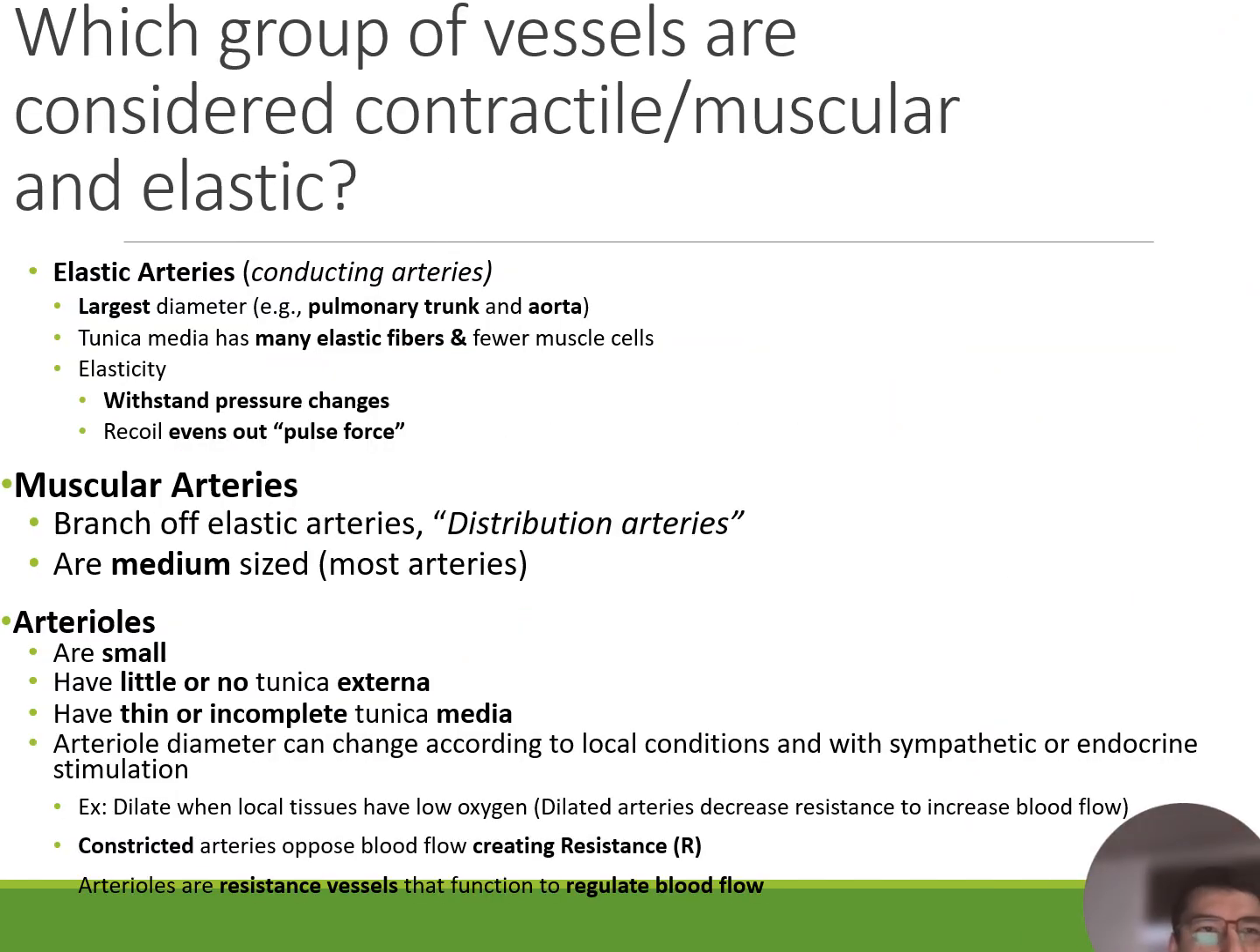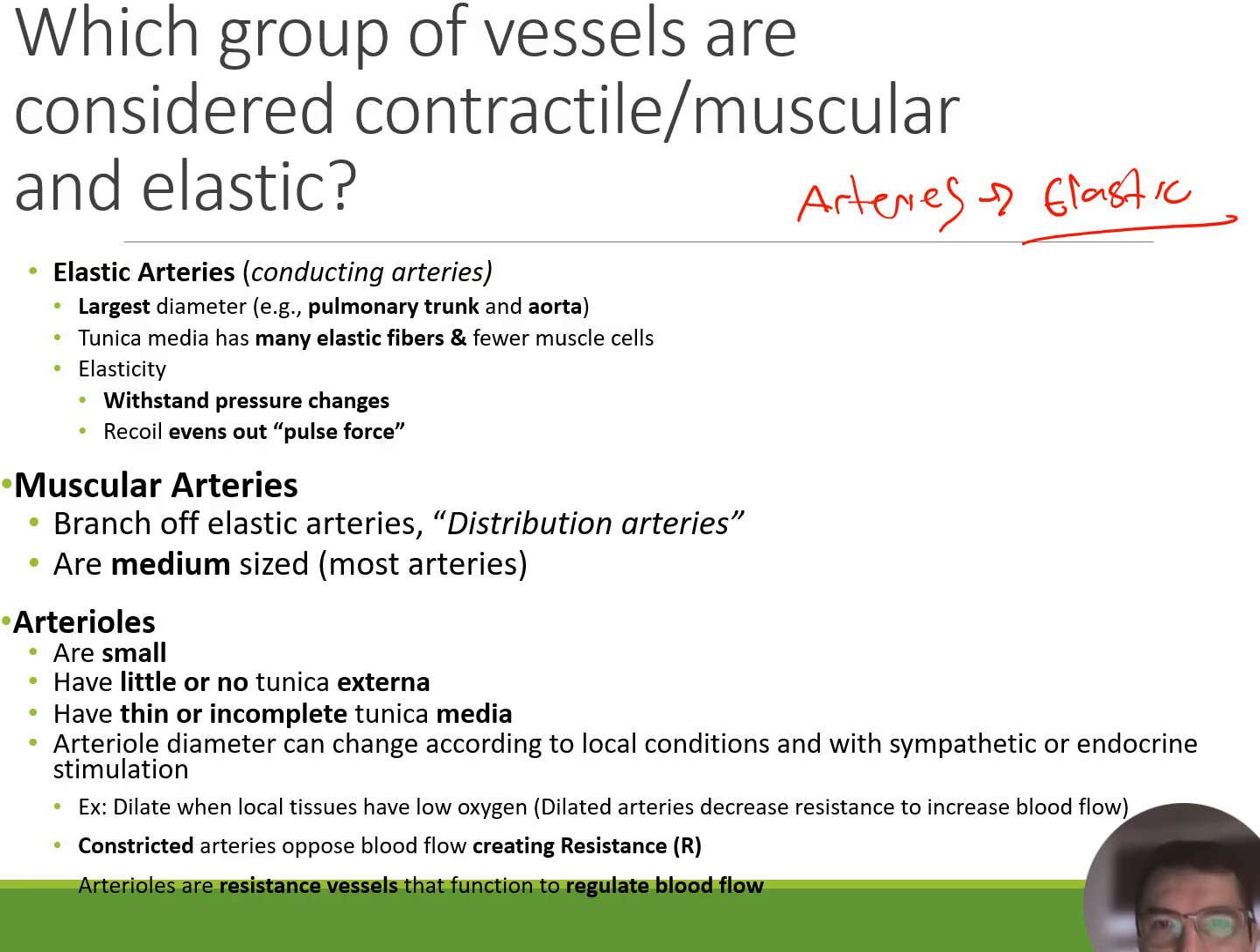Which group of vessels are considered contractile, muscular, and elastic? So here we're going to talk about arteries to begin with. As we take a look at blood flow progression, we start with arteries. And arteries have different types. We're going to start with the first one, and that is elastic. Then we have muscular, and then we have arterioles. And blood flow goes from top to bottom.